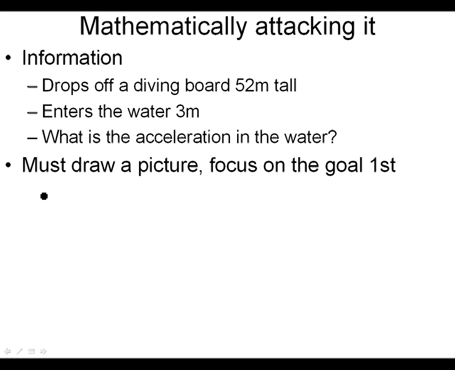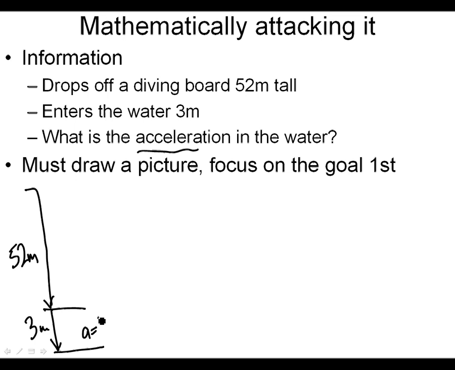So he jumps off of the diving board, and then when he hits the water, he has another motion. So you want to break it up into those two parts. He drops off a diving board 52 meters high. He enters the water for 3 meters. What is the acceleration in the water? So that is our goal. If I look down here, my goal is the acceleration. This is all the information I have. Crazy guy jumps off, and he goes.